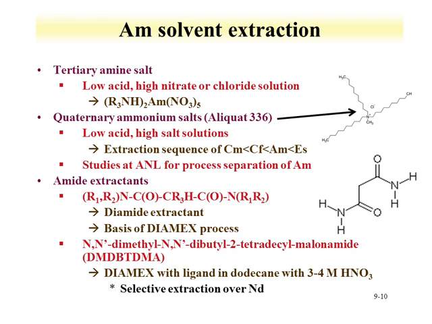There's also a number of amide extractants. The amide functional group is shown here. This is the basis of a process that's been evaluated in Europe called the Diamex process, where this malonamide has been used as part of the Diamex process, and in 3 to 4 molar nitric acid, now we're at higher acid concentrations, you get a selective extraction of americium over neodymium.